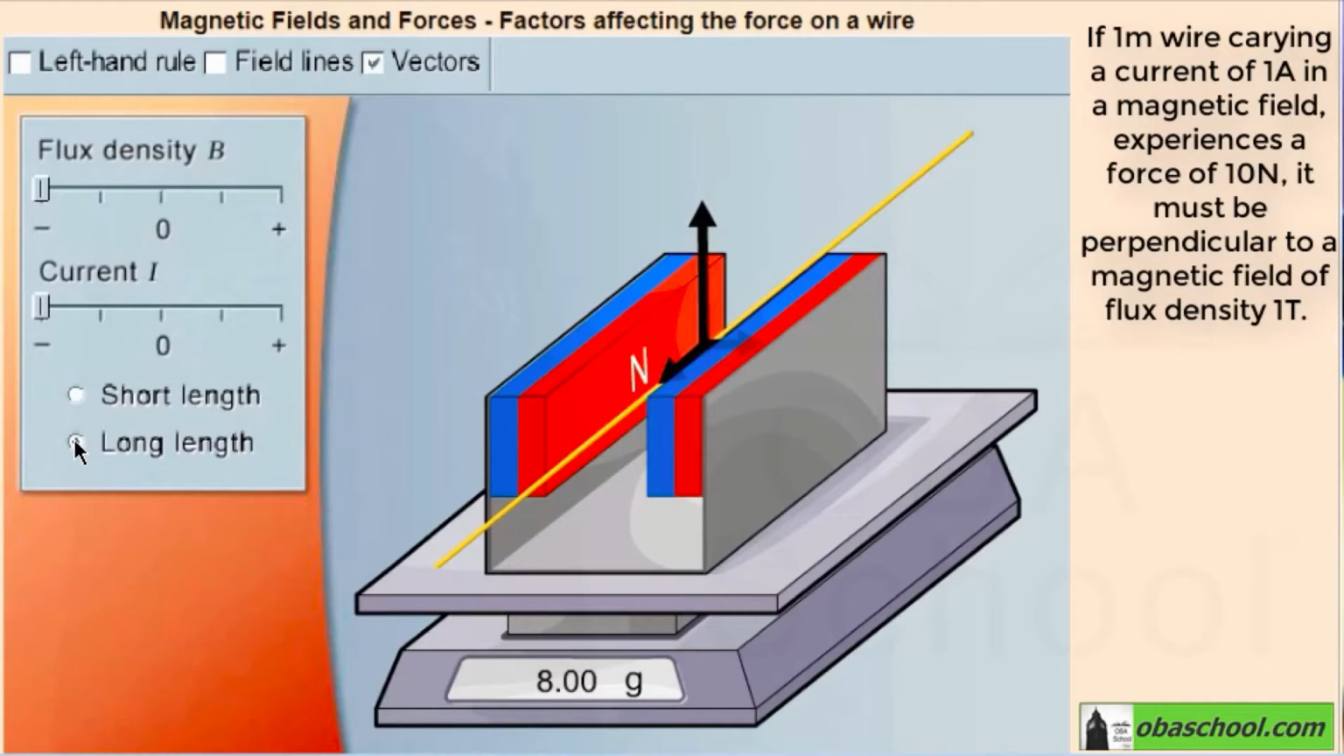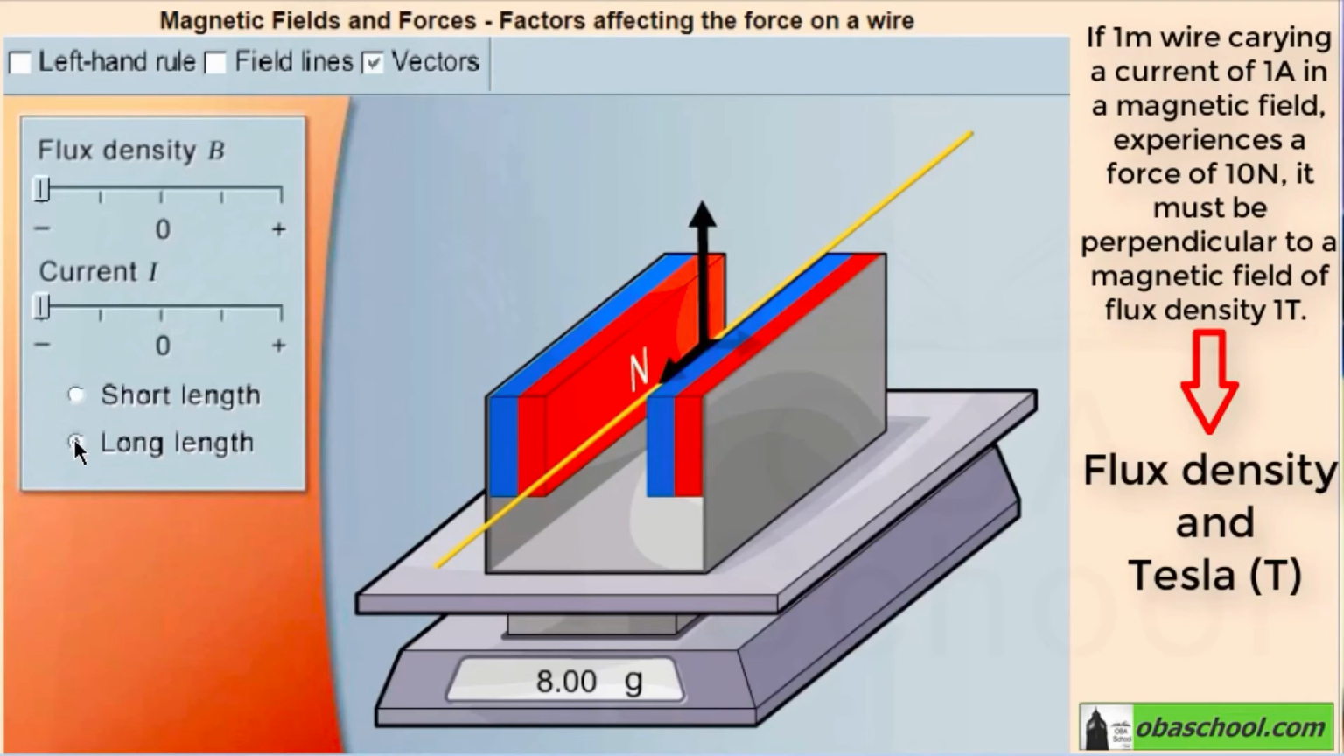So, if a 1 meter wire carrying a current of 1 ampere in a magnetic field experiences a force of 1 newton, it must be perpendicular to a magnetic field of flux density 1 Tesla. This gives us the definition of flux density and Tesla.